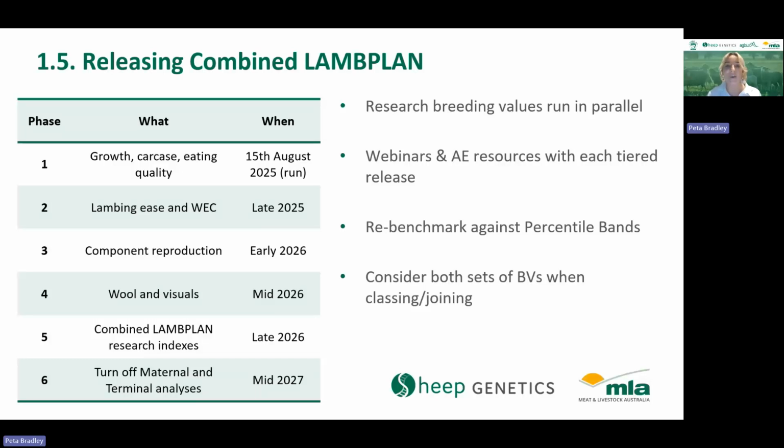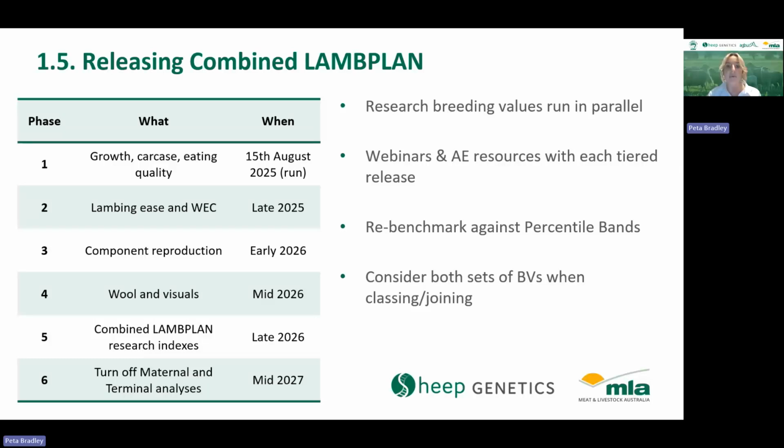The Sheep Genetics team will be working really hard to ensure that we've got resources, including detailed explanations, webinars, podcasts, as we release each of these phases. So be sure to keep an eye out and engage with the communications coming out of the team.